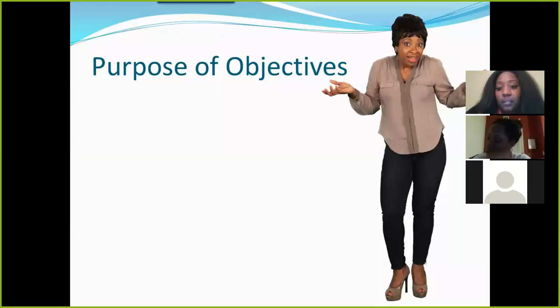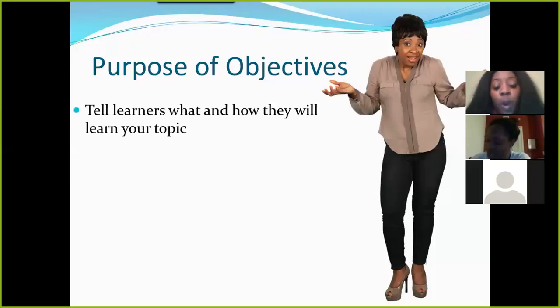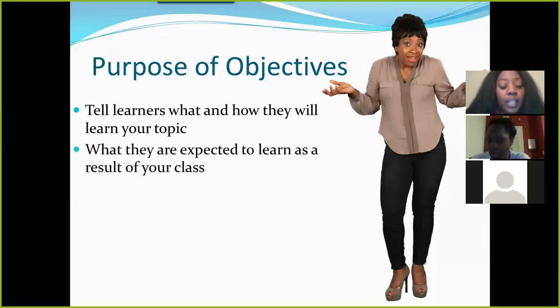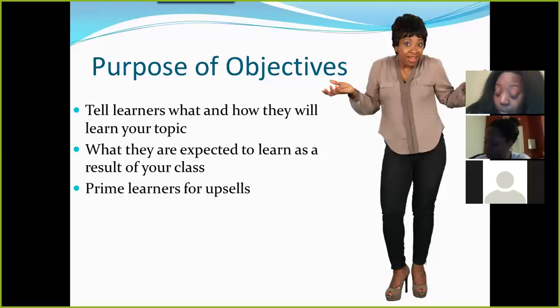So the purpose of objectives, right? We already know what the purpose of objectives are. We already know that they are to tell your learners what and how they are going to learn your topic, right? They tell them what they are expected to learn as a result of your class. And we also know that objectives prime your learners for upsells. That's what they do, if you use them that way. They don't know that's what you're doing, or that that's the measurement that you're going to use to upsell or sell them laterally, but that's what you're going to do.